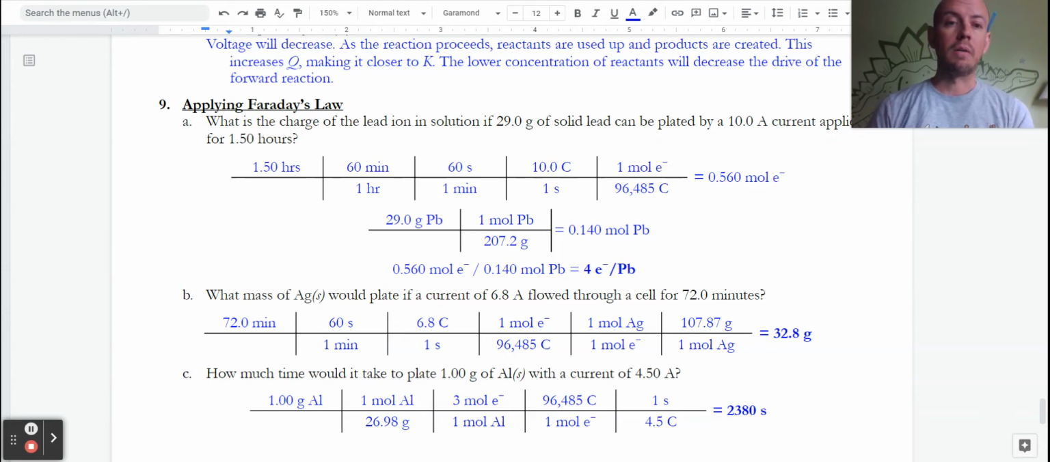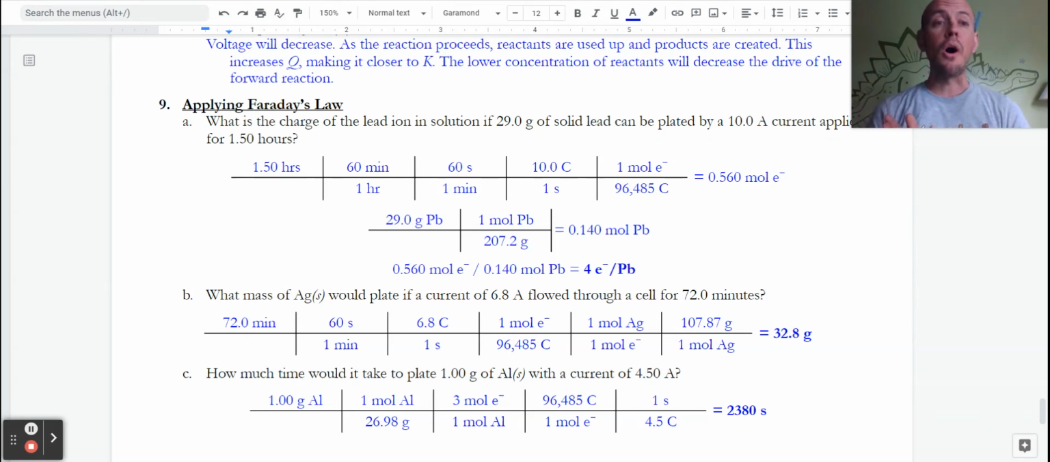Then I need to think about, well, how many moles or how much lead is that? Well, 29 grams is 0.14 moles of lead. This is a tricky one to do all in one long dimensional analysis because the unknown kind of comes in the middle. But now I know how many moles of electrons there are, and I know how many moles of lead. So the moles of electron to moles of lead tells me that this is the reaction for the lead plus 4 ion, 4 electrons for every mole of lead.